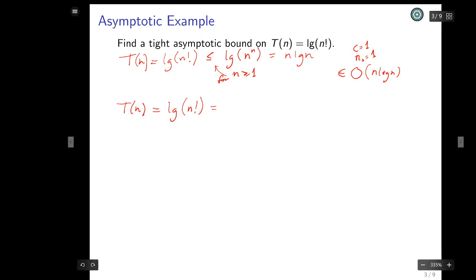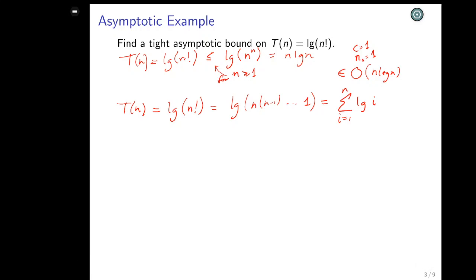This is equal to, well, what is it equal to? It's equal to log of n times n minus 1 down to 1, the product of those things. And the log of a product is the sum of the logs. So this is equal to the sum of log i from i equals 1 to n. So far this is nothing you didn't know already.